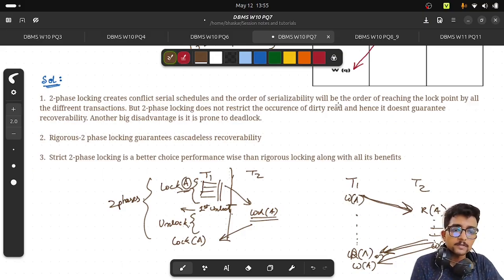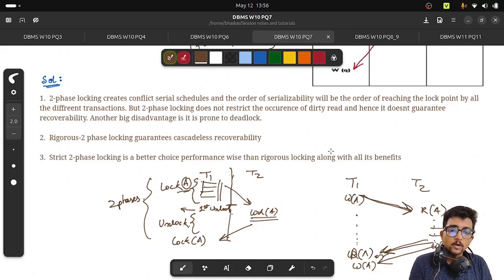And the order of serializability will be the order of reaching the lock point. What this means is, once we put the locks according to the two-phase locking rule within the transactions, we know that we will get a conflict serializable schedule. But once we get it, how can we say what the serial order is? By precedence graph, we used to check the serial order. But here, how can we understand it? It is based upon the lock point.